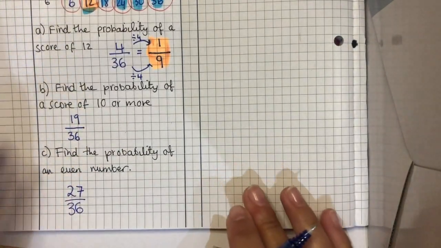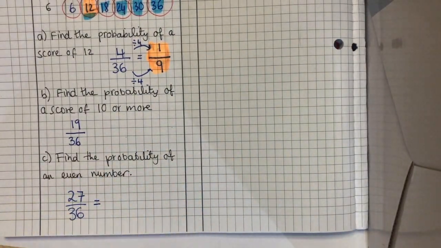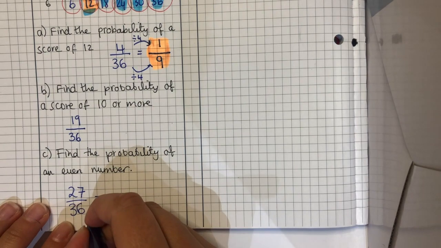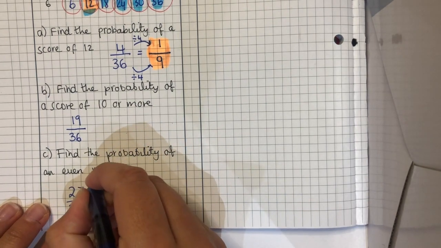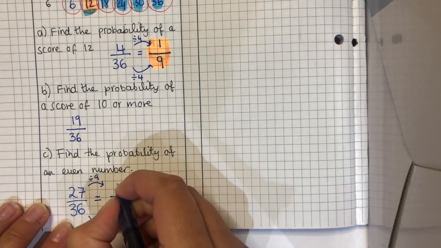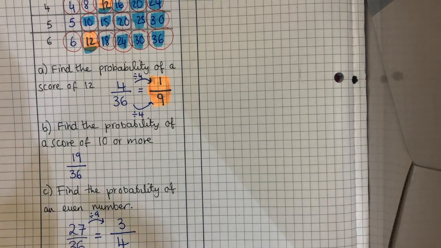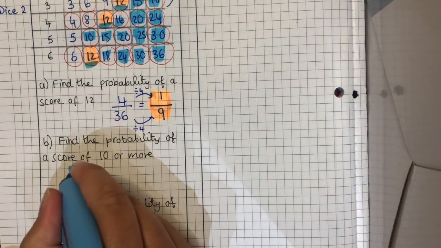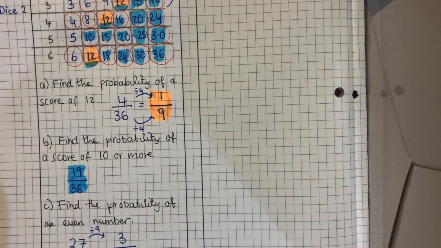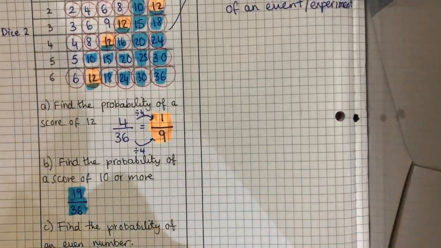We should have got 27. To simplify that, you need to think what your highest common factor of 27 and 36 is. Well, I know I can divide them both by 9. That gives me 3/4. And I've just linked whatever I've done in the sample space to my answers.